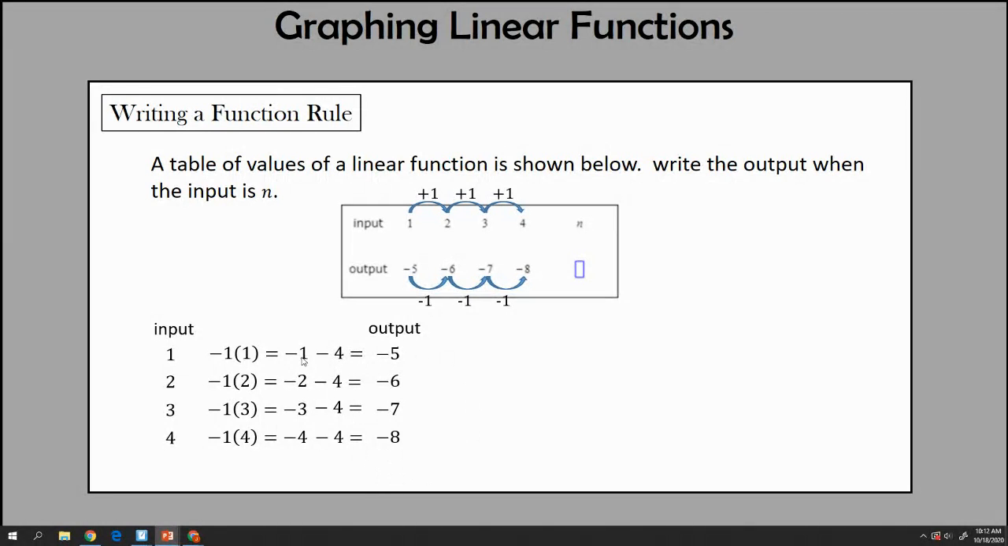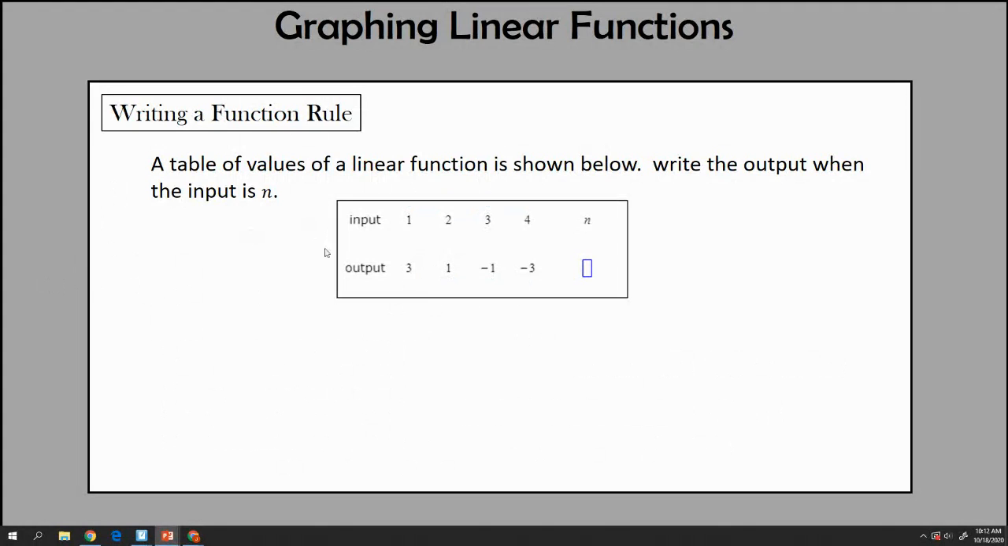Okay. So the function rule then is I'm going to take every input value, multiply by -1, and then subtract 4. So if I input n, my output would be -1n minus 4. Okay. So that's how that's going to work right there. Okay. And this just takes practice. You got to write this out, look at your results, and then see what consistently can I do to get the answer. Okay. Let's look at another one like this.